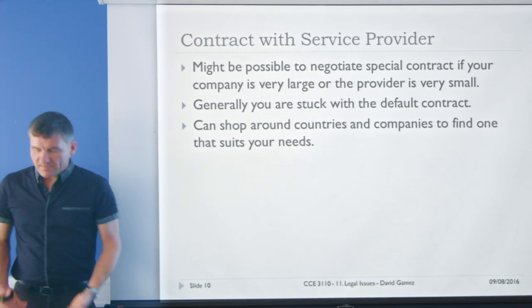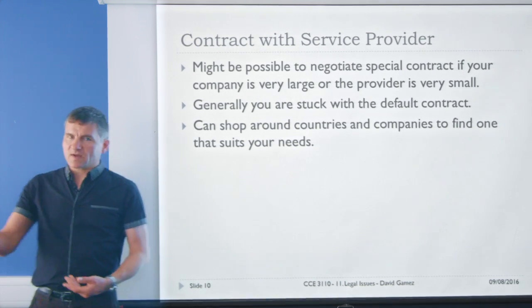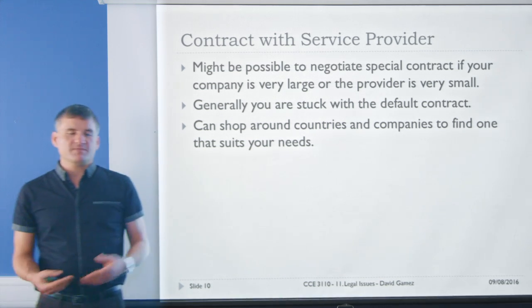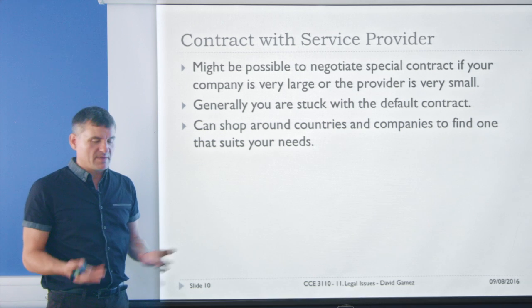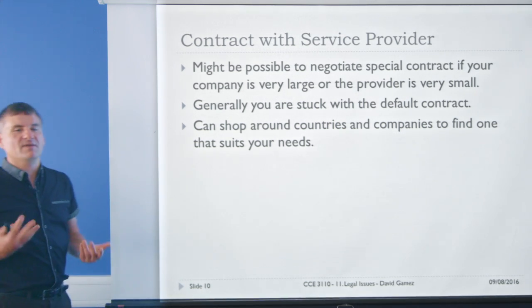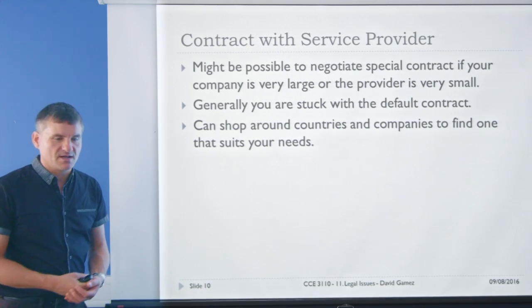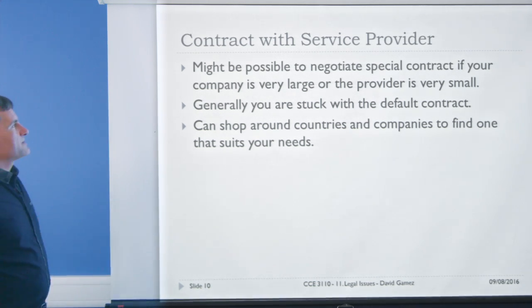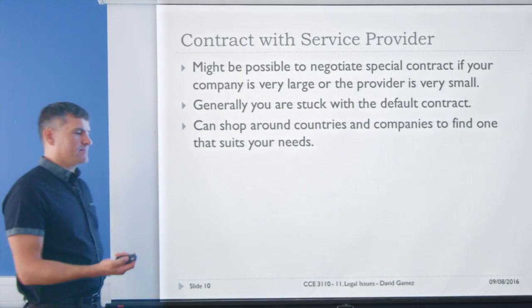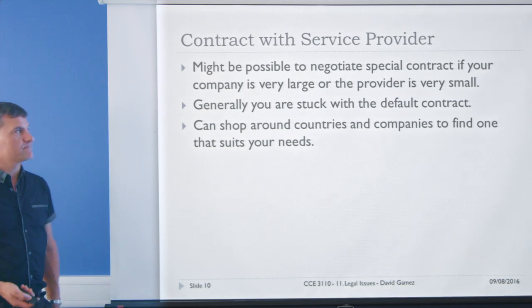If you're a small company, which most people are, relative to Amazon that is, then you're stuck with the default contract. You've got no choice over it. You can't negotiate it. The best you can do is shop around and find a different cloud provider if you find that the terms and conditions are not acceptable for your company. So yeah, shop around, or if you're very big, then you can potentially negotiate a special contract. But you have to be very big.